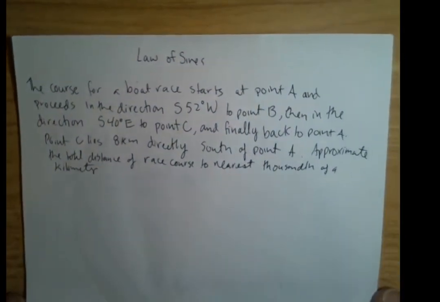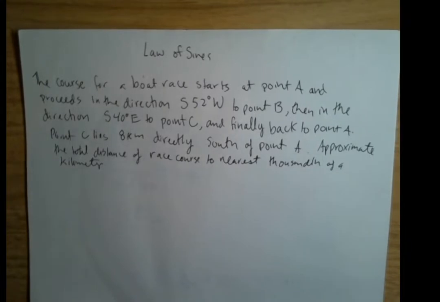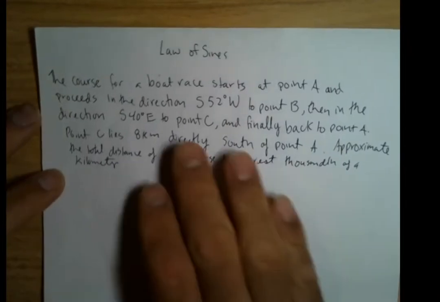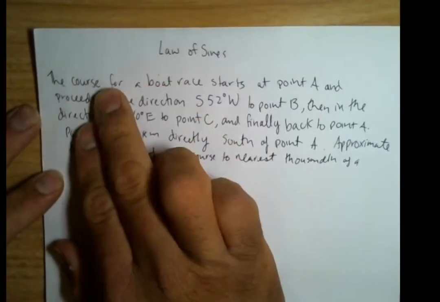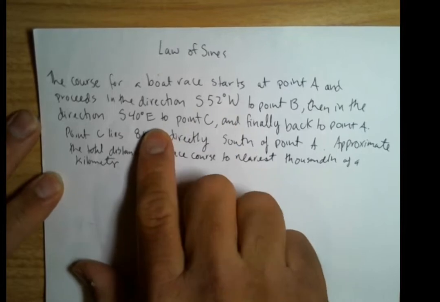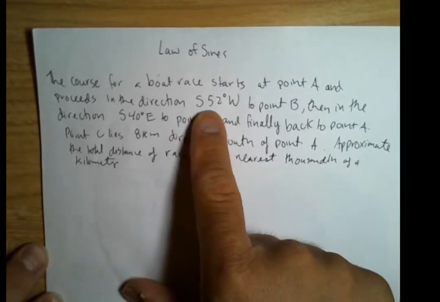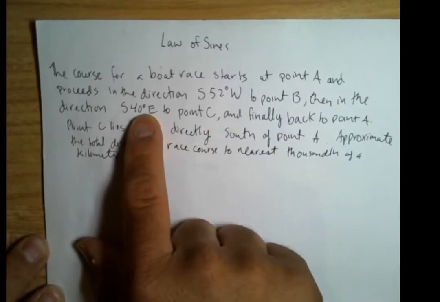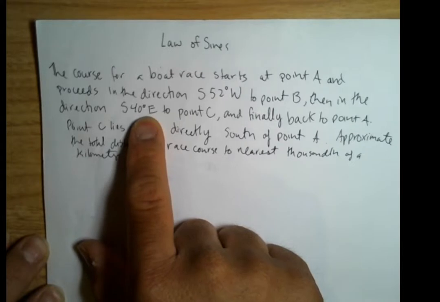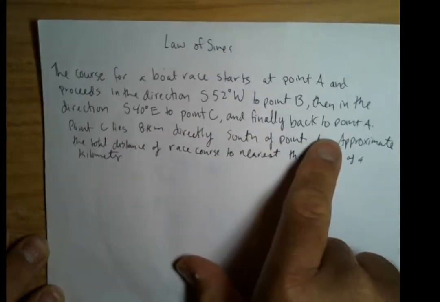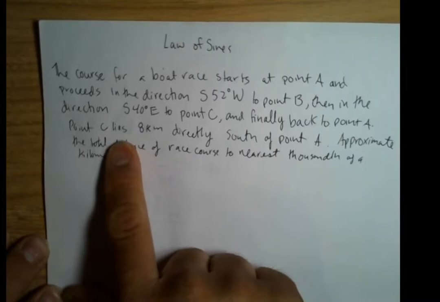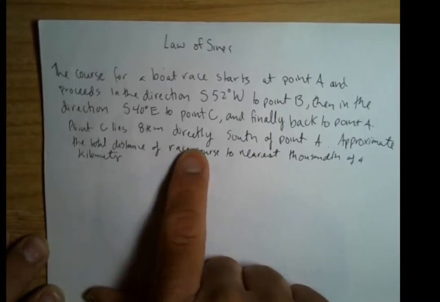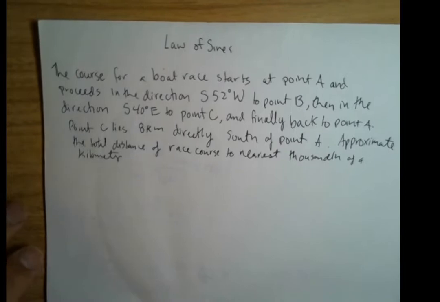Okay, so in this video we're going to go over an example using bearing. In this case we have an application problem. The course for a boat race starts at point A and proceeds in the direction of south 52 degrees west to point B. Then in the direction south 40 degrees east to point C. And finally back to point A. Point C lies 8 kilometers directly south of A.